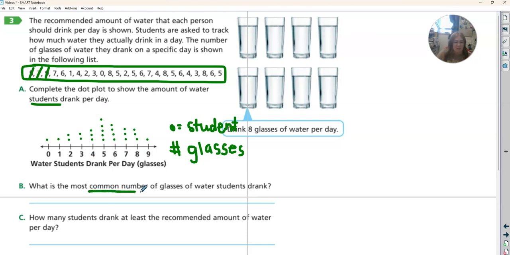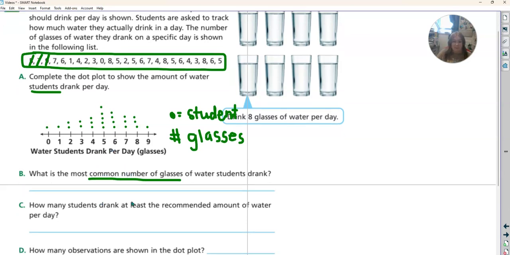So what is the most common number of glasses? So we're looking at the glasses and we want to know which one has the most. So look for the most. What number is that above?